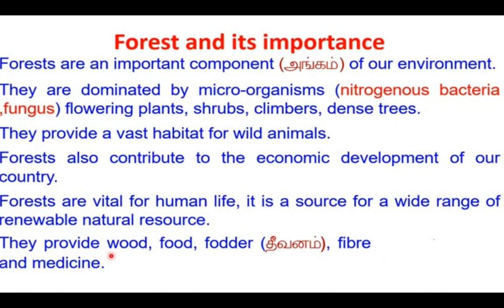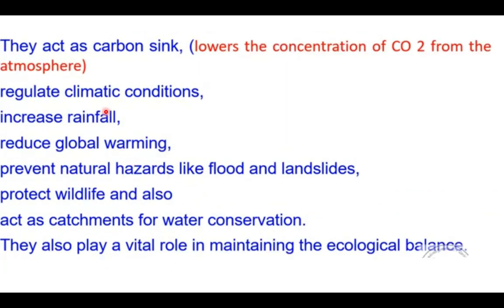They provide wood, food, fodder, in the sense food for the cattle, right? And then fiber as well as medicine are all got with the help of the forest. So forest is really helpful for us. They act as a carbon sink. Carbon, for example petroleum products or coal, all these are carbon sources. So they act as a carbon sink, and it lowers the concentration of carbon dioxide in the atmosphere. I already told you, this forest helps us get fresh air. By what means? It takes the carbon dioxide for itself and releases good oxygen for us.